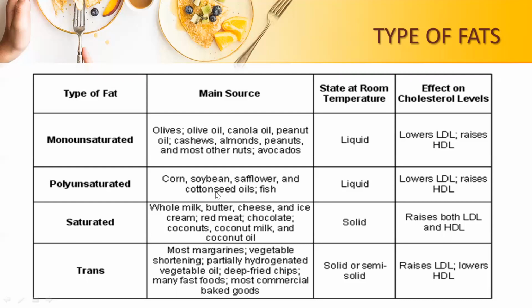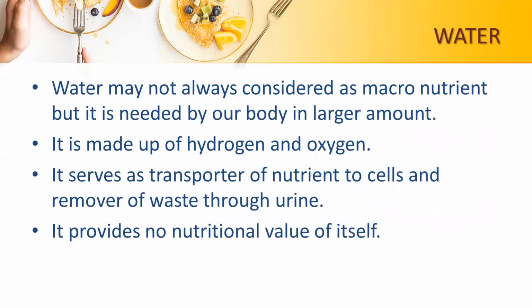Their form is liquid. Corn, soybean, safflower and cottonseed oil, fish. And the effect on cholesterol level: lowers LDL and raises HDL. Saturated: whole milk, butter, cheese, ice cream, red meat, chocolate, coconut, coconut milk and coconut oil. It can be solid. And trans: most margarines, vegetable shortening, partially hydrogenated vegetable oil, deep fried chips, many fast foods, most commercial baked goods. It can be solid or semi-solid. It raises LDL and lowers HDL.